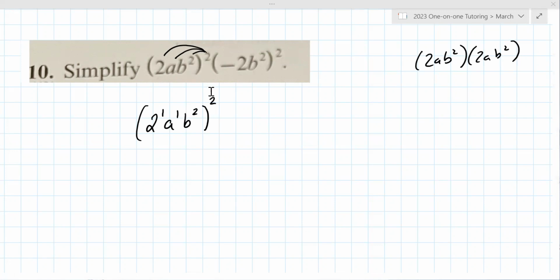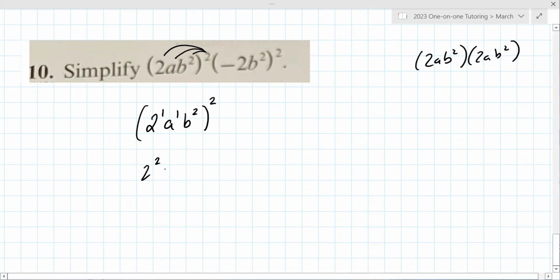So let's distribute. This is 2 squared, a squared, b to the 4th. Is that okay? Yeah. Now this other one, this negative, it's always awkward. Think of it as -2 to the power of 1 in parentheses b squared squared. So you're going to give that 2 to both of these. So it's really -2 squared b to the 4th.